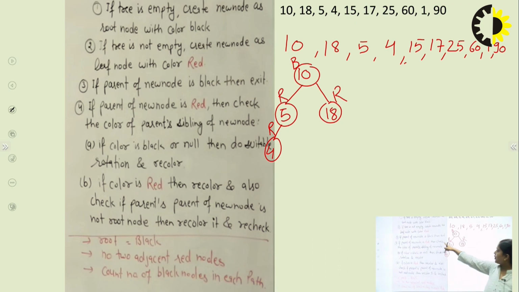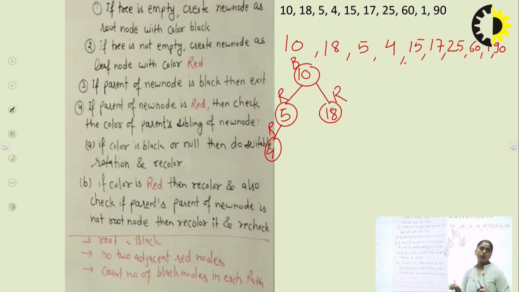Now checking step number 3, and step number 3 is saying if the parent of the new node is black. So the new node is 4 and the parent is 5, which has color red. Then case number 3 does not exist. We are going to case number 4, and case number 4 is if the parent of the new node is red. Yes, the parent of the new node is red exactly.